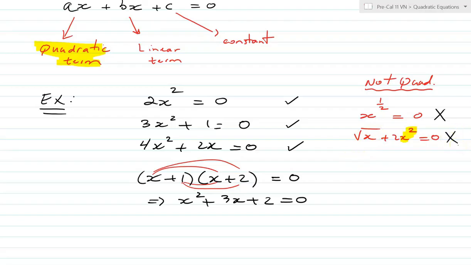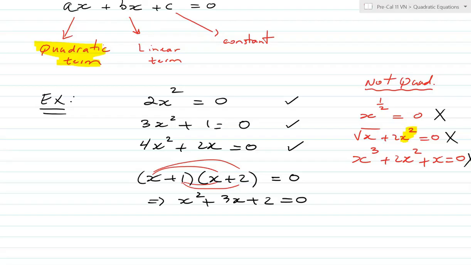Also, anything where the degree of the equation is higher than 2 is not quadratic. For example, if you have x cubed plus 2x squared plus x equal to 0, that is not a quadratic. That's actually called a cubic function, or power of 3 function, which is a power of 3 equation, a cubic equation. That is not quadratic.